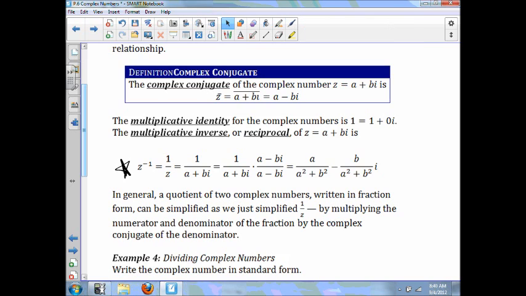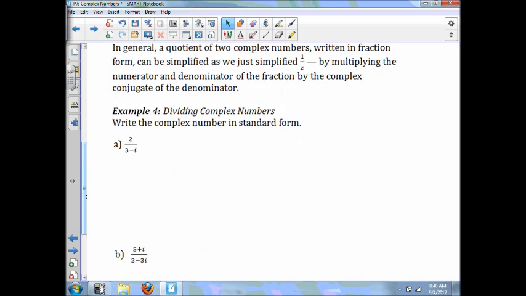It's going to be an algebraic operation. That's what I want you to understand. Now, in general, a quotient of two complex numbers written in fraction form can be simplified, just like simplifying 1 over z, by multiplying the numerator and denominator of the fraction by the complex conjugate of the denominator.